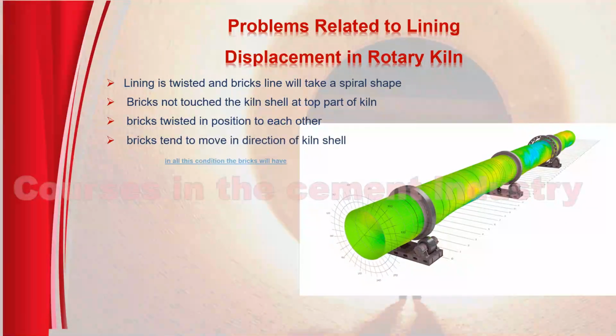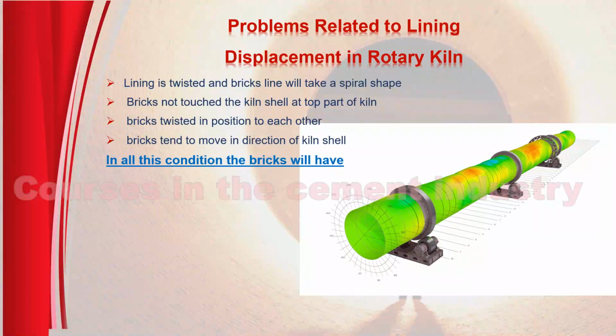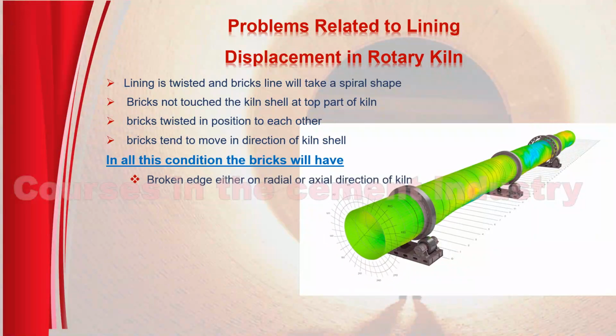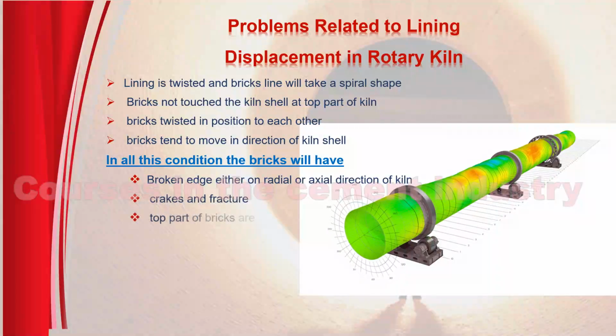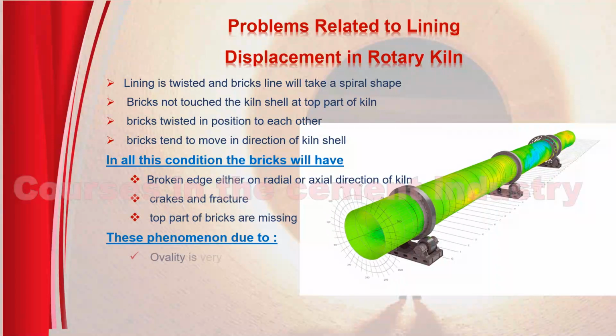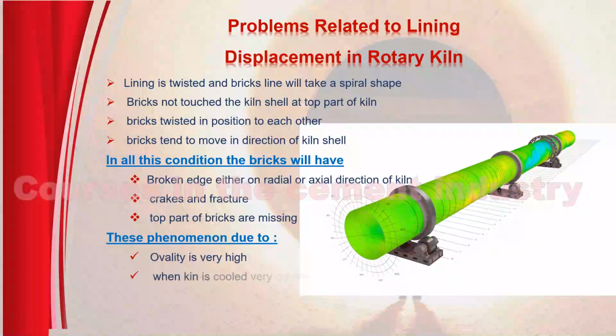In all these conditions the bricks will have: 1. Broken edges, either in the radial or axial direction of the kiln. 2. Cracks and fractures. 3. Top parts of bricks missing. These phenomena are due to: 1. Ovality is very high. 2. When the kiln is cooled very quickly.